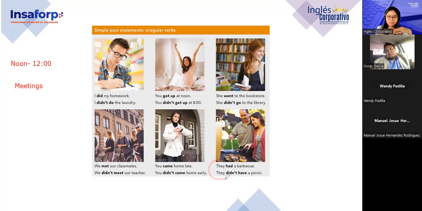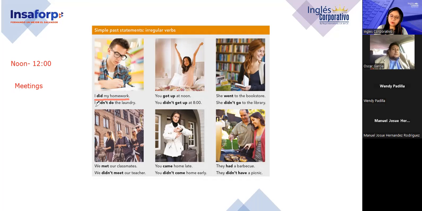Give me the information. They have a barbecue, tuvieron una barbecue. Muy bien, ya vieron cuando negamos. Es como que hacemos la corrección. Cambia o varía un poco la información del verbo siempre en pasado, pero en afirmativo. They had a barbecue. Ellos tuvieron una barbacoa. Cuando lo expresamos en negativo, es como que corregimos. They didn't have a picnic. Ellos no tuvieron un picnic. ¿Por qué? Because they had a barbecue. ¿Okay? ¿Ven ese contraste entre la afirmativa, negativa?